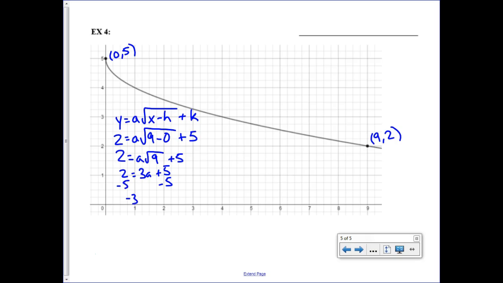So I get -3 equals 3a. Divide by 3 on both sides. -1 is equal to a. So you put -1 out front, or you can just put that negative sign. Y equals opposite, or negative square root of x minus 0, or just x. I'm going to erase that then. And then plus 5.